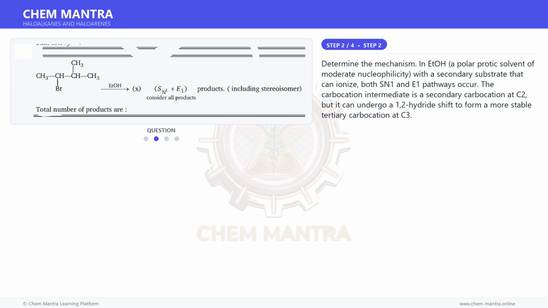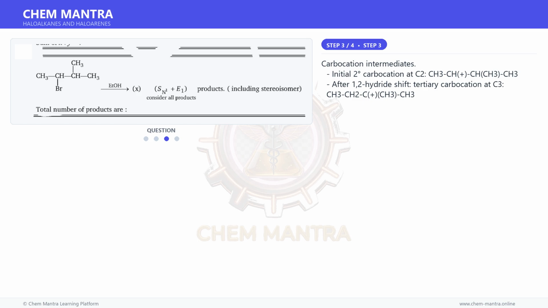The carbocation intermediate is a secondary carbocation at C2, but it can undergo a 1,2-hydride shift to form a more stable tertiary carbocation at C3. Carbocation intermediates. Initial secondary carbocation at C2, CH3-CH+-CH(CH3)-CH3. After 1,2-hydride shift, tertiary carbocation at C3, CH3-CH2-C+(CH3)-CH3.